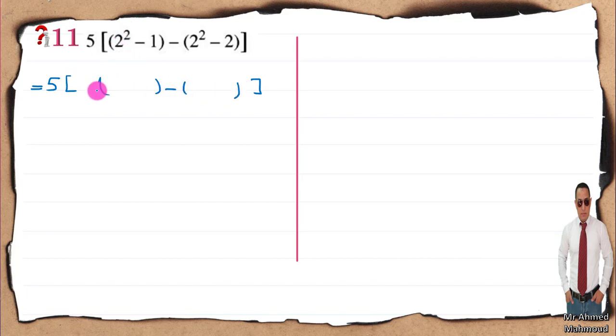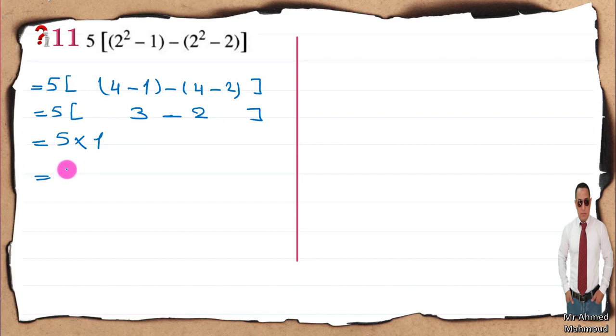Here 2 power of 2 equals 4 and minus 1, and here 2 power of 2 also equals 4 minus 2. Now 5 open bracket. The first bracket equals 3 minus the second bracket, 4 minus 2 equals 2. Finally, 5 times 3 minus 2 equals 1, and 5 minus 1 times 1 equals 5.